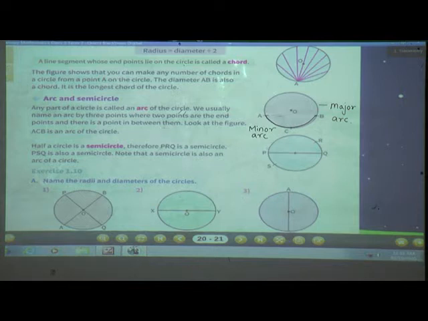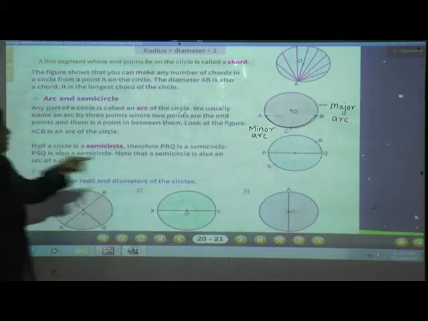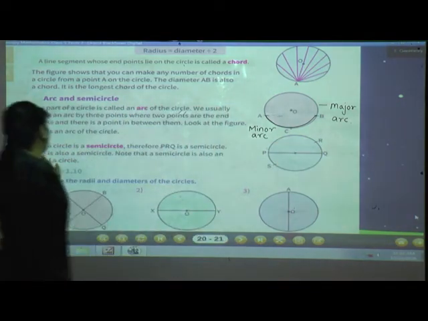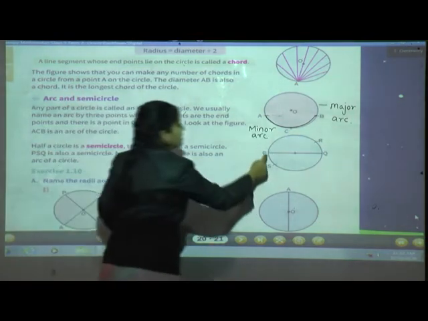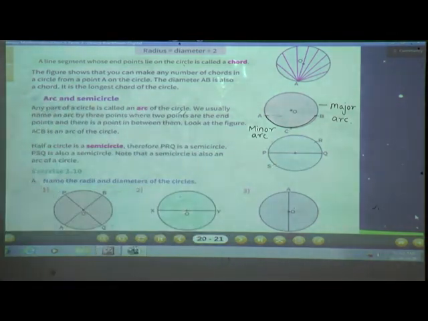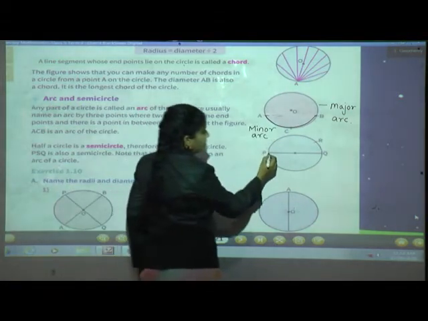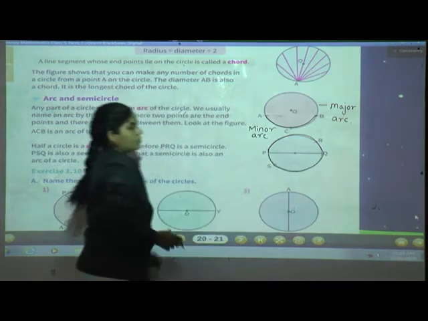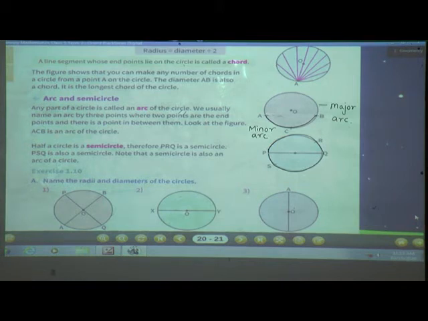Now we will see semicircle. What is a semicircle? Half a circle is a semicircle. Therefore PRQ is a semicircle, and PSQ is also a semicircle. Note that a semicircle is also an arc of a circle. See, here it is making an arc, PRQ and PSQ. So semicircle is also an arc.